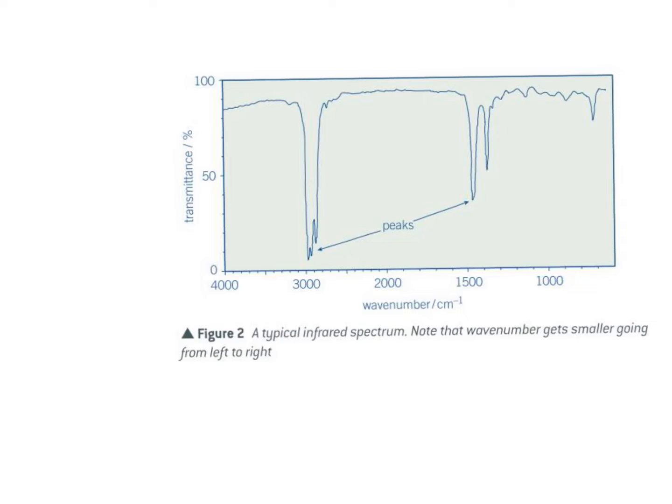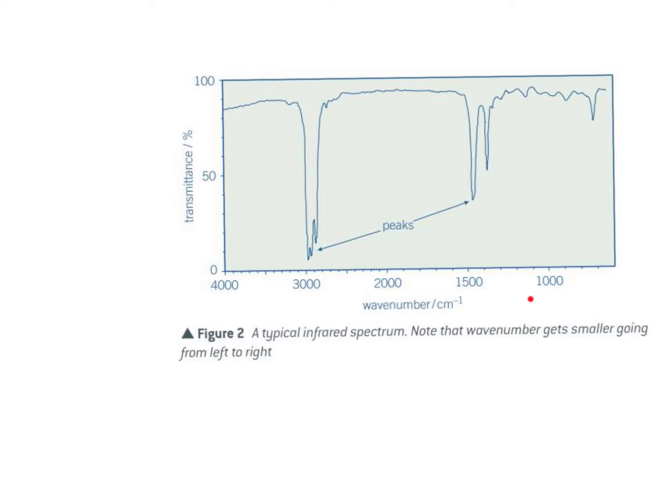This is purely a revision resource, so I'm not going to go into the technical details about how an infrared spectrum is derived, only to say that when organic molecules absorb infrared radiation, their covalent bonds are caused to stretch or bend, and this results in infrared radiation being taken out from the spectrum, which we see here as these peaks. So a typical infrared spectrum looks like this.